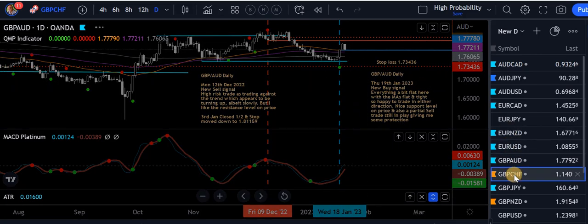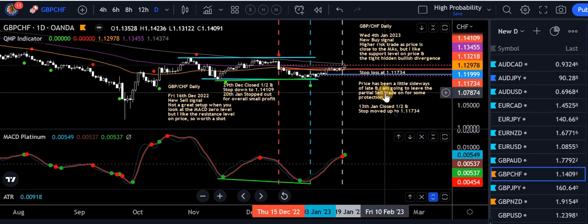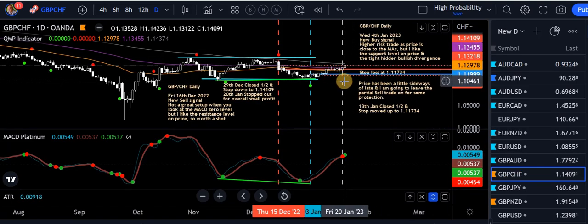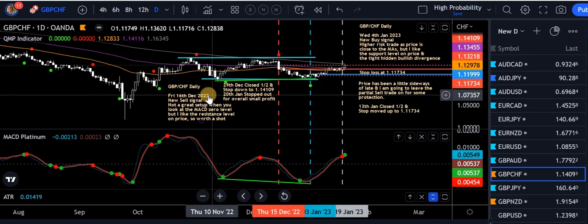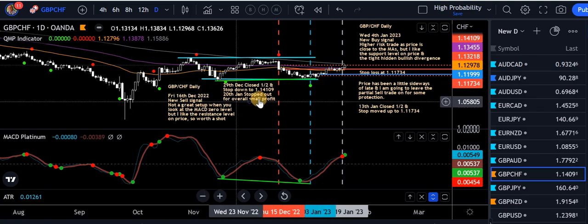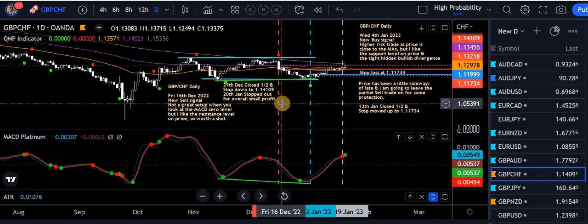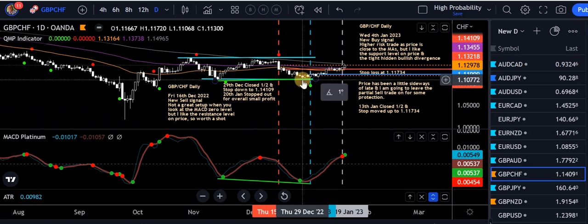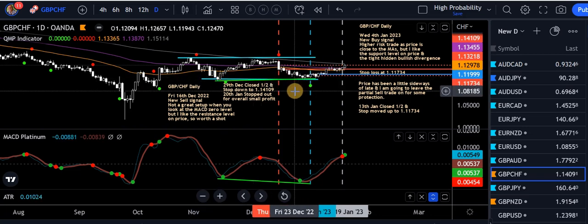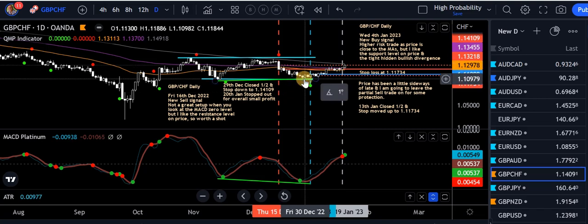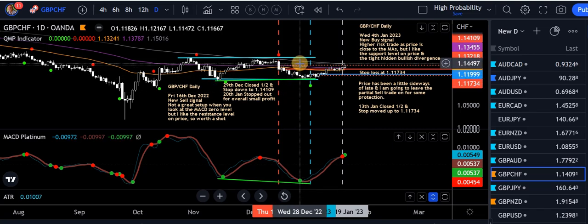Pound Swiss, highlighted in orange. This stop on the sell trade. So we took a sell on the 16th of December, on the open of this candle here. It's gone down. I closed half on the 29th of December, on the open of this candle. There wasn't much wiggle room there. It's got this previous low, and the MACD Platinum's definitely through the zero level, so I closed half and tightened up the stop. So overall, small profit.